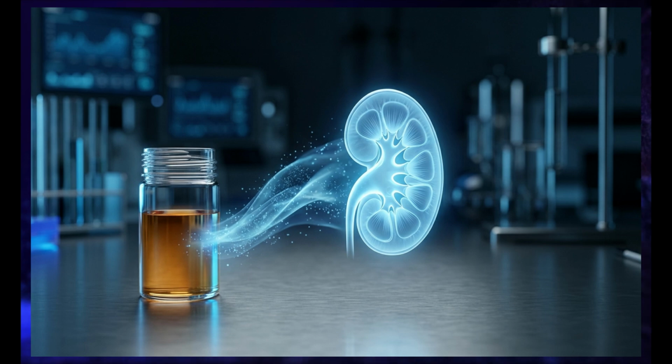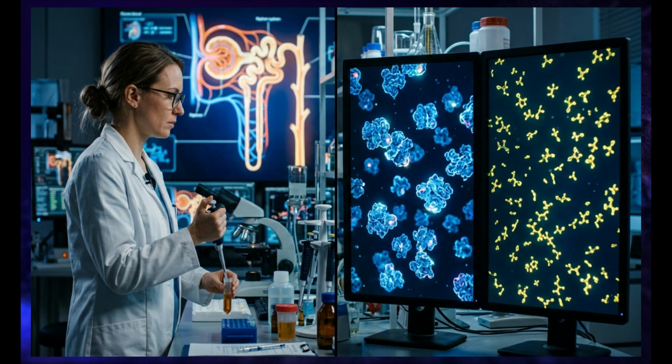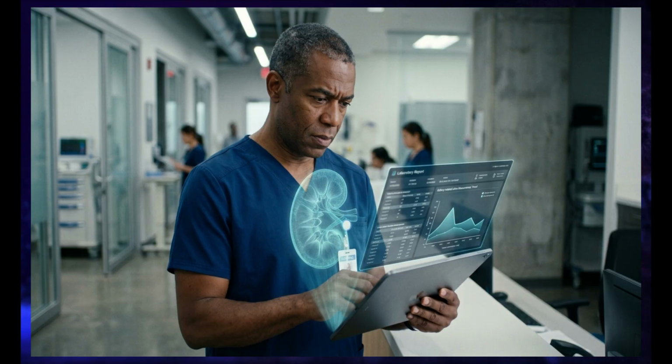So what exactly is UACR? UACR stands for urine albumin-to-creatinine ratio. Instead of simply asking whether protein is present, the test compares albumin with creatinine in the same urine sample. That ratio can help healthcare professionals interpret how much albumin is appearing in the urine.